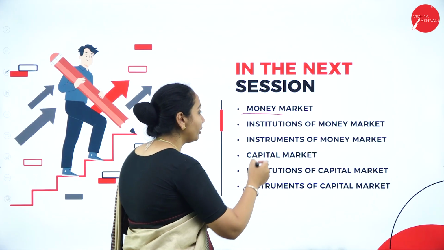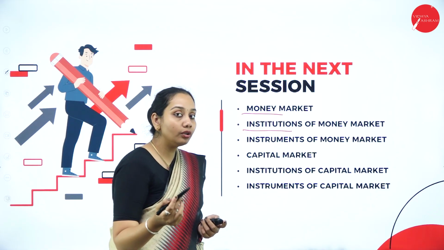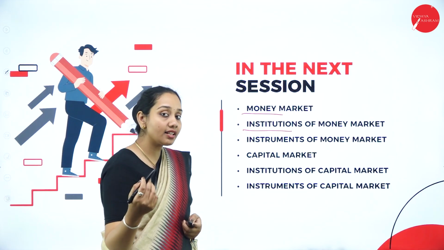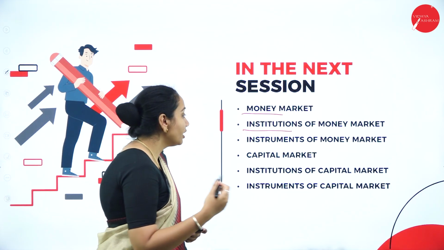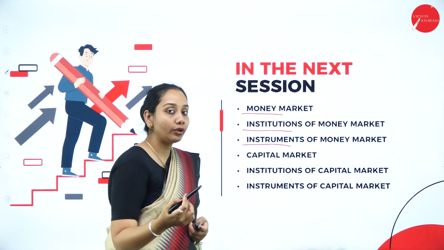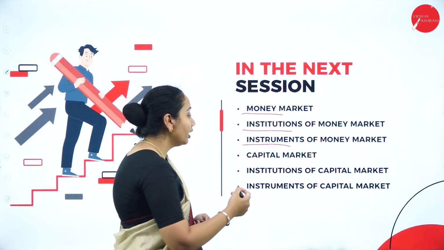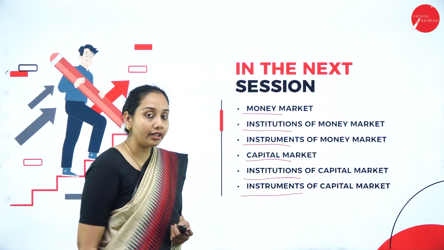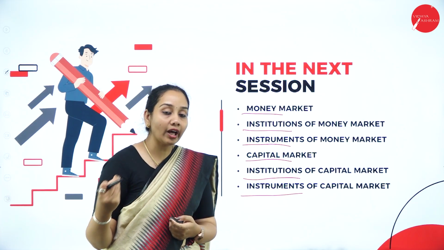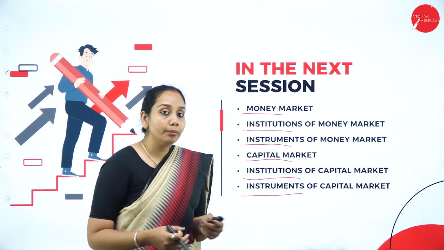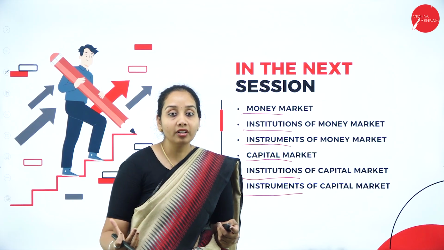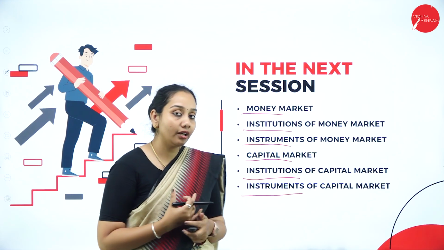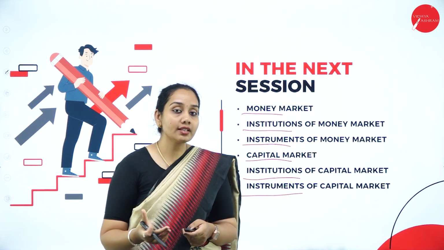So, introduction of money market, institutions of money market, that is, the institutions that usually take care of or transact money market related instruments. Next, the instruments of money market. What are the types of money market that we have got? Next is capital market, institutions of capital market and instruments of capital market. These two are very important here, because they give you an overall picture of the financial system that has been working in India. So this is important, money market and capital market. We are going to discuss it in the next session.